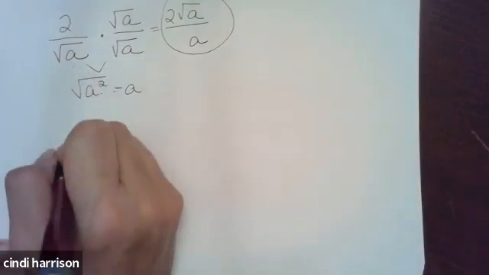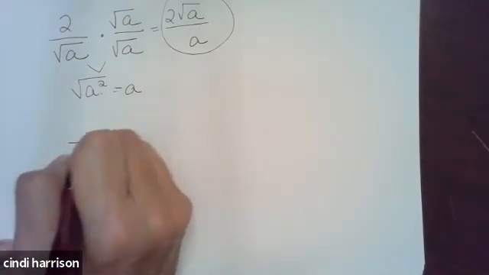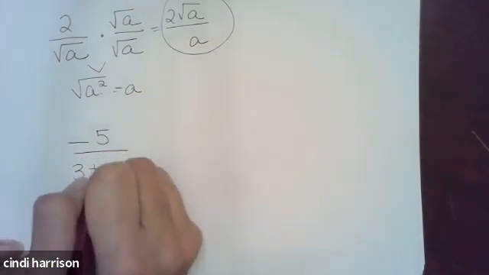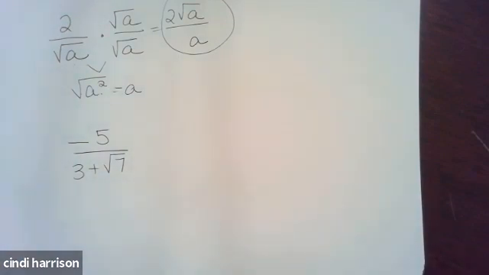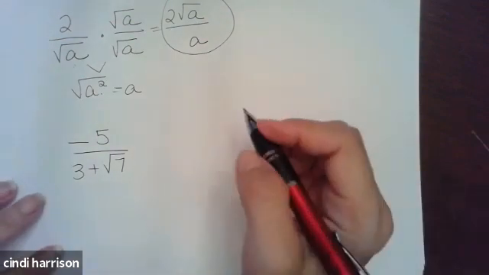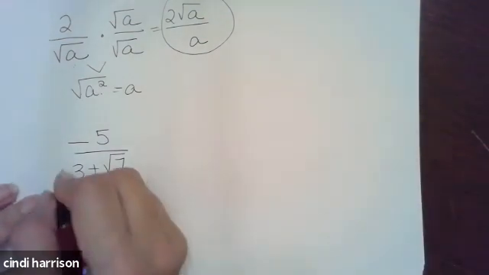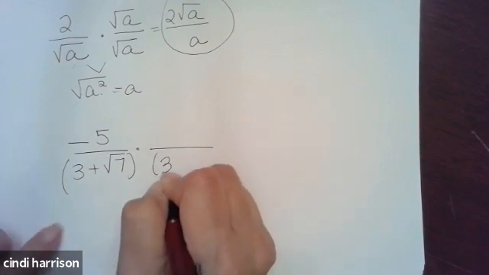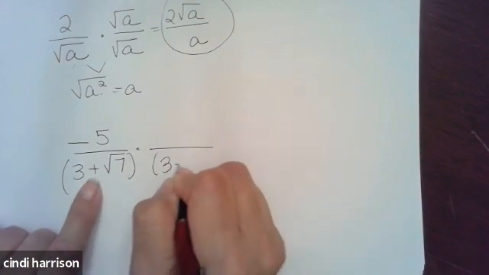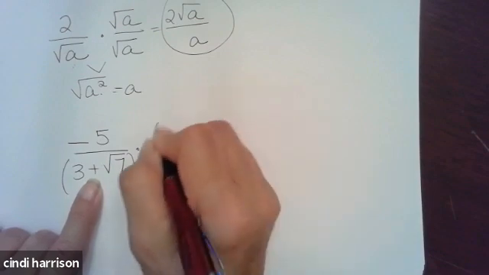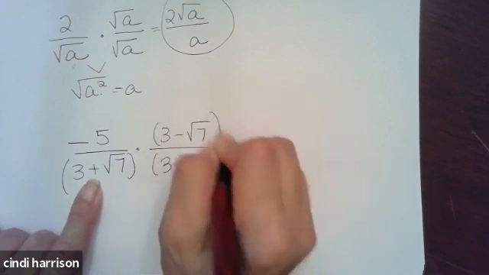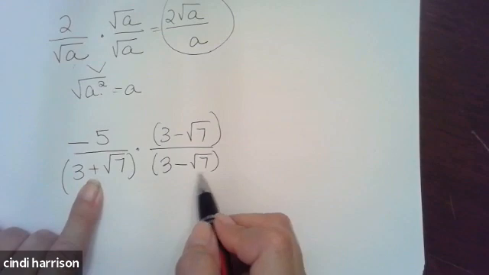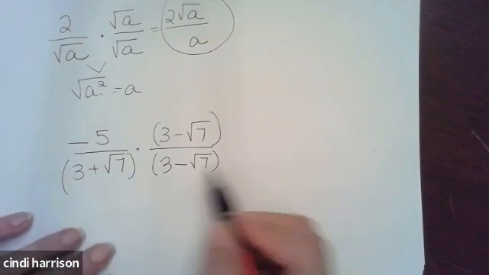All right, now the other type we looked at is when we have two terms in the denominator. When there's two terms, you multiply by the conjugate. And remember, conjugate means you use the same terms, but you change just the middle sign. So we multiply top and bottom by the conjugate of the denominator.